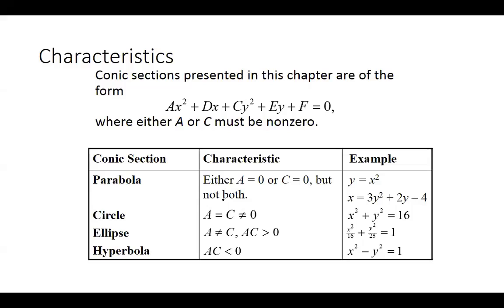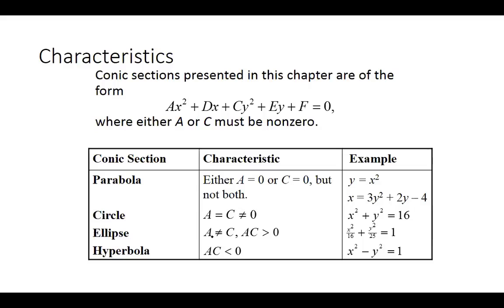plus dx plus cy squared plus ey plus f equal to 0, where either a or c must be non-zero. And we looked at all these shapes: parabola, circle, ellipse, and hyperbola. And there are some examples on the right-hand side. The characteristic of these are, for parabola would be either a is equal to 0 or c is equal to 0, but not both. For the circle, a is equal to c is not equal to 0.